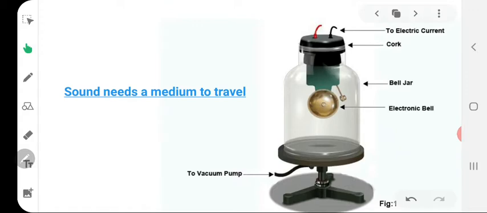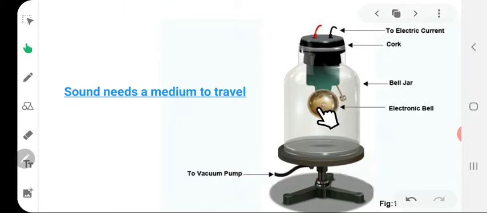You have to place an electric bell inside a glass jar and connect it to a battery. Now when the switch is closed, sound of the bell is heard. It's an electric bell.